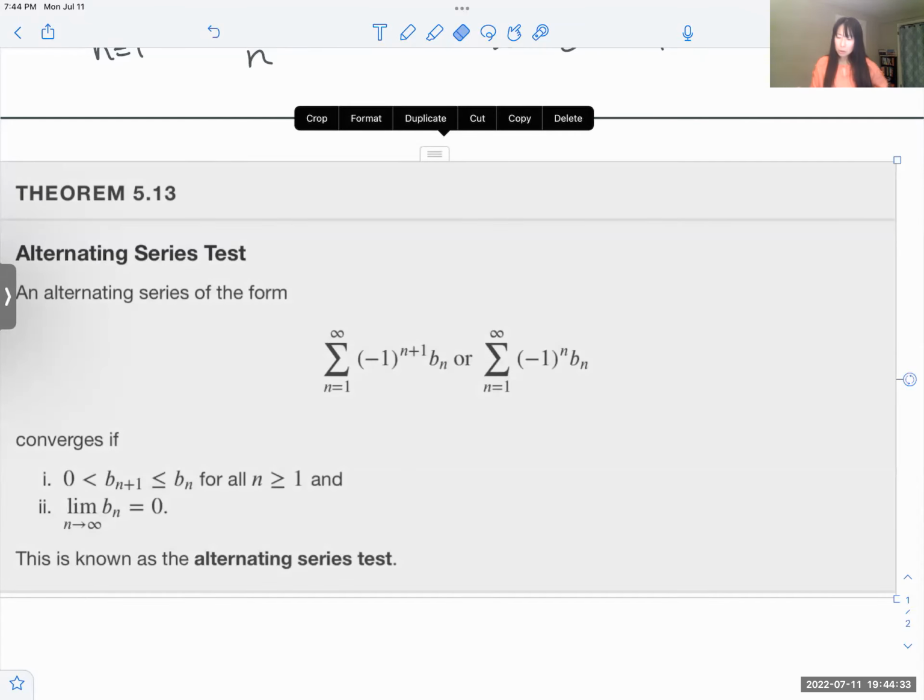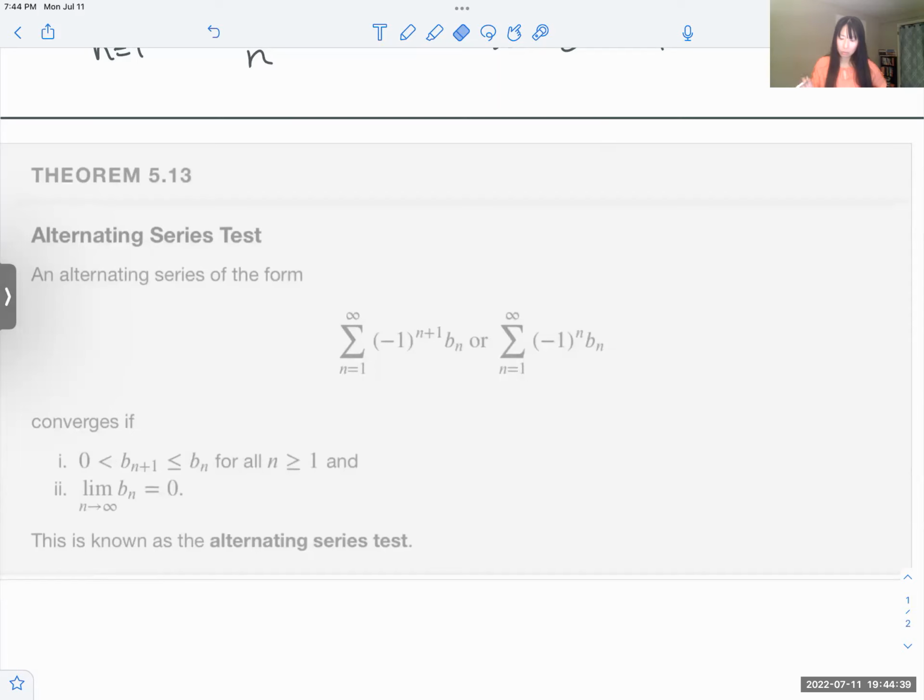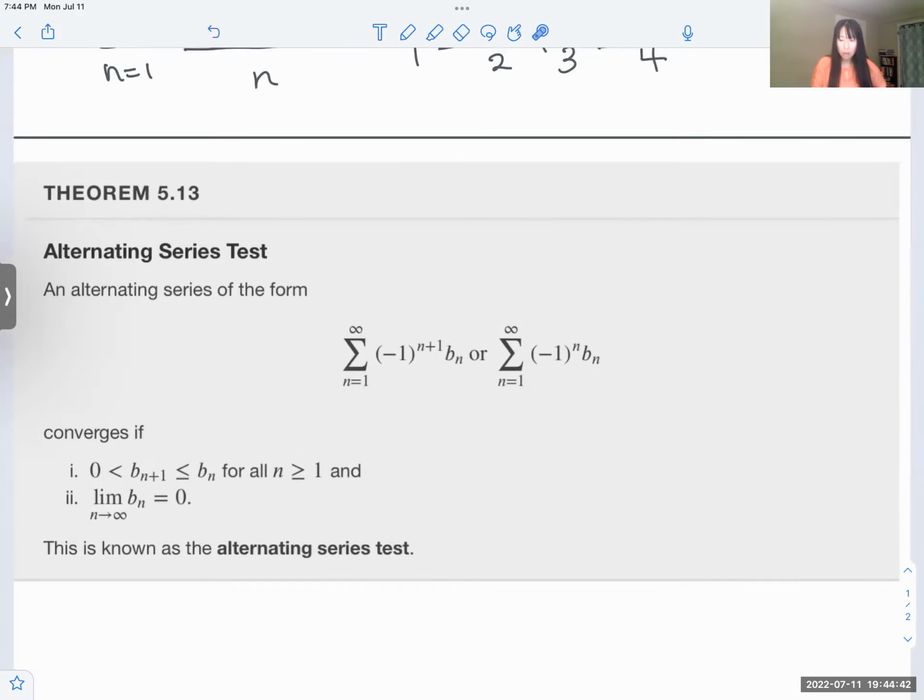Okay, so let's take a look. An alternating series must have the sign change, right? So we must check that first, whether the sign changes or not, okay? So this means sign change, this means sign change, okay? And then they have n plus 1, n plus 2, so positive, negative, okay?